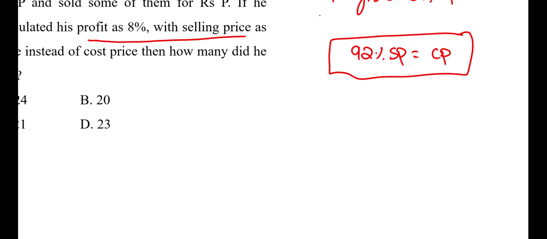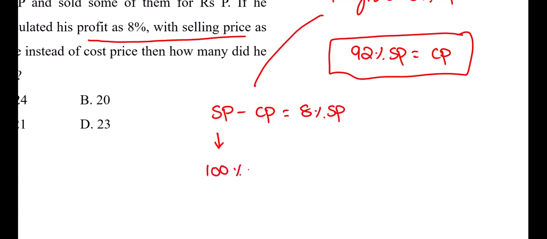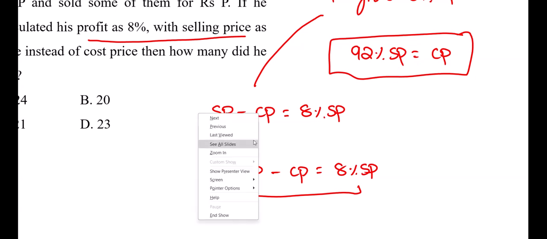This is the shortcut. The proof is: profit is SP minus CP, right? Profit that won't change. Profit is SP minus CP. As per the question, that is equal to 8% of SP. SP can be written as 100% SP. Is there any problem? 100% means how much? 1. So 1 into SP, nothing wrong. Now what's the difference? Minus CP, send it to that side. So this is what you got: 92% of SP equal to CP.